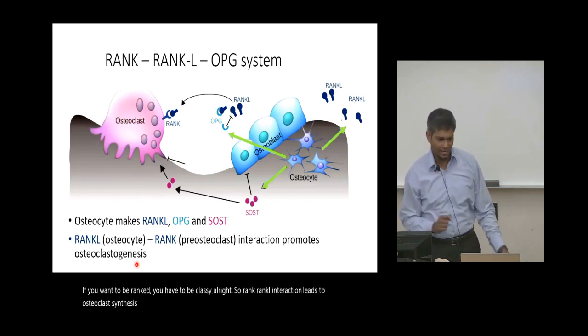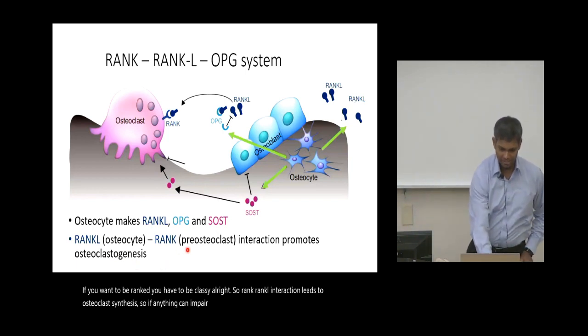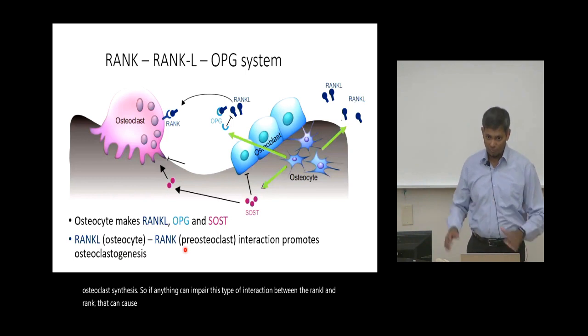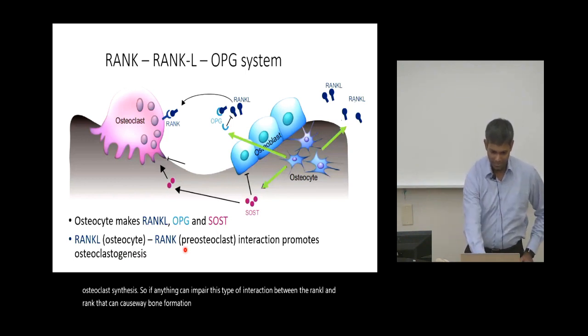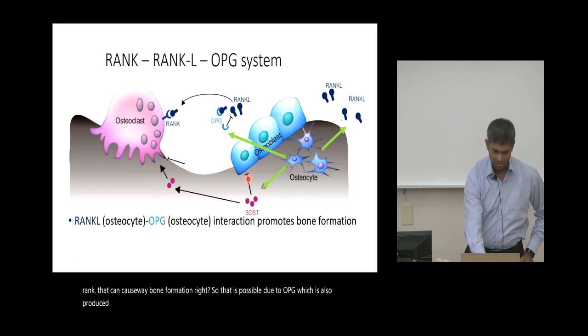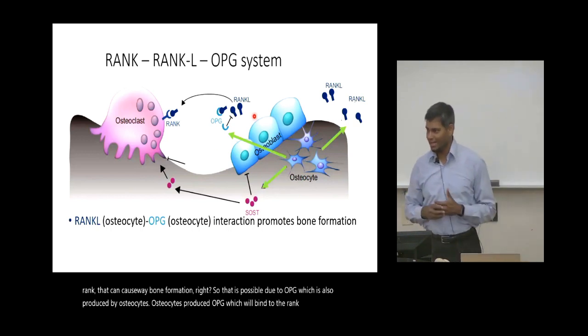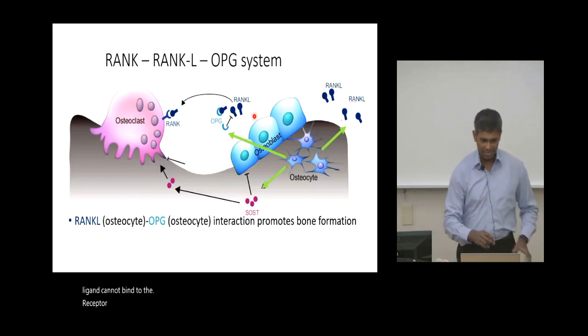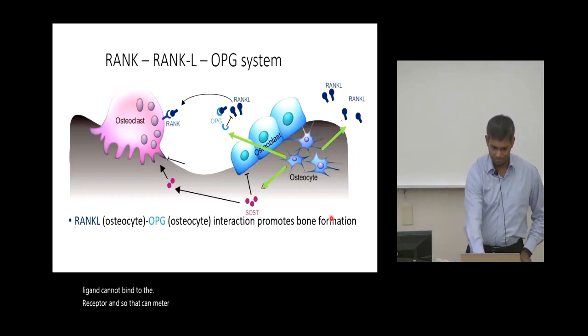So if anything can impair this interaction between RANKL and RANK, that can cause bone formation. That is possible due to OPG, which is also produced by osteocytes. Osteocytes will produce OPG, which will bind to the RANK ligand, and now the RANK ligand cannot bind to the RANK receptor, and so that can lead to bone formation.